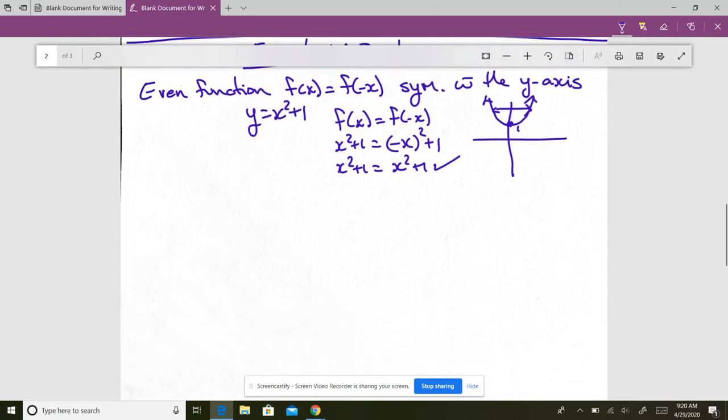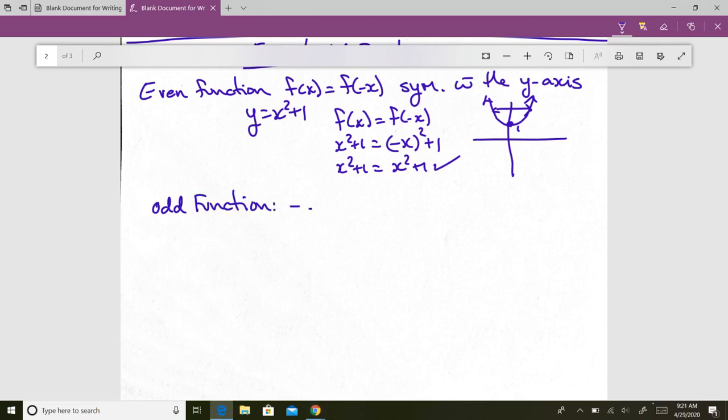Okay. An odd function is when negative f of x is equal to f of negative x. And that is symmetry with the origin.